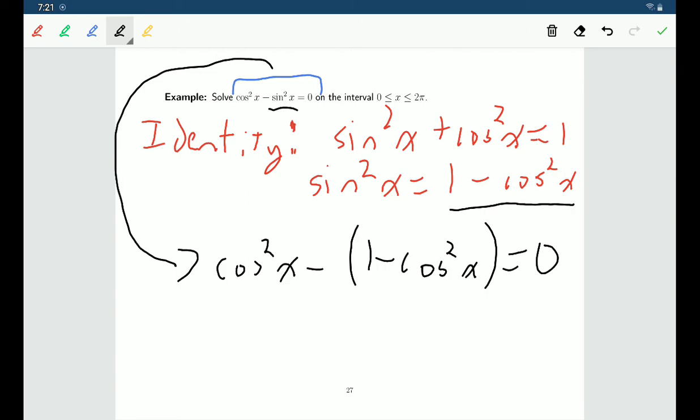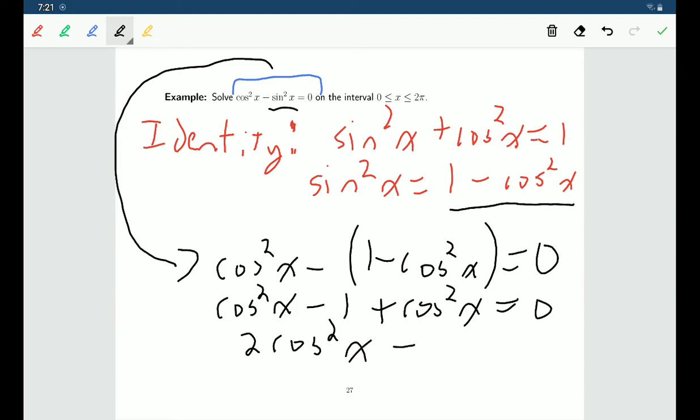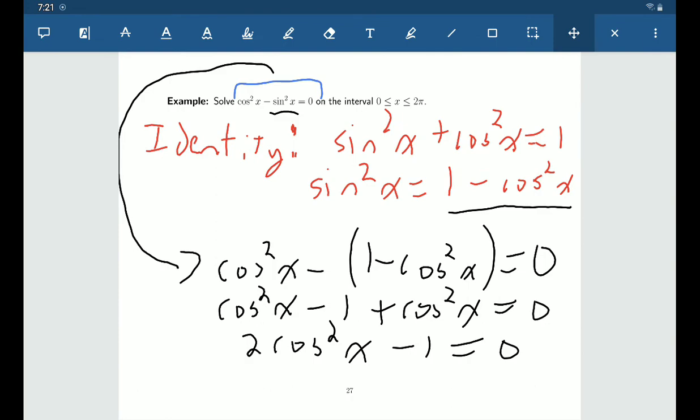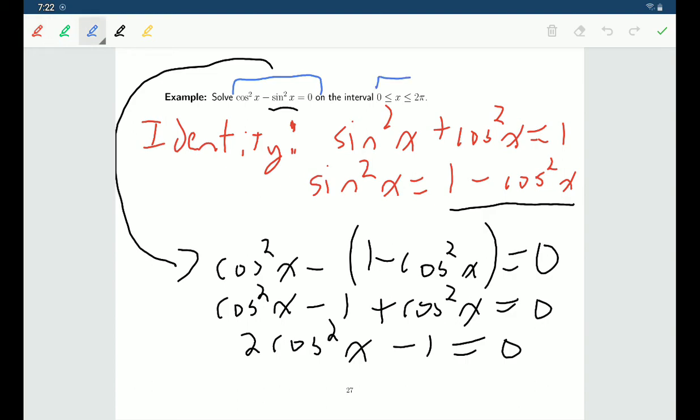Or if I were to clean things up a little bit, that would be cosine squared x minus 1 plus cosine squared x equals 0, or in other words, 2 cosine squared x minus 1 equals 0. So now I've got a slightly different looking equation to solve. This is one where I now have it strictly in terms of cosine. Before we get too far into it, one thing to notice here is the interval we're looking to solve on, from 0 to 2 pi. So that's one part for me to think about. And so now let's continue on.